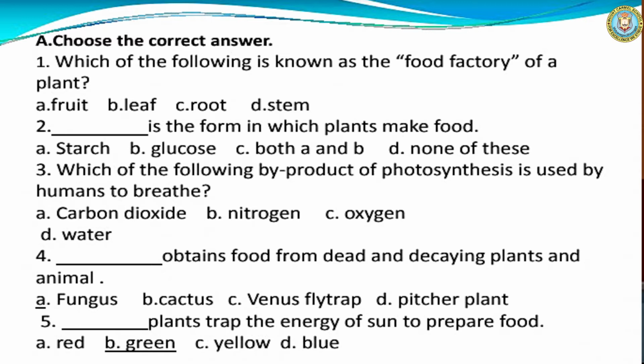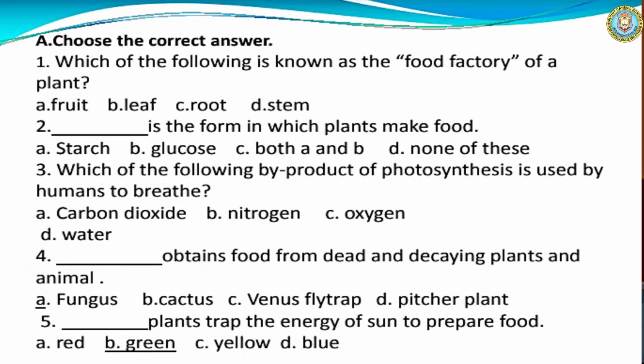First one is, which of the following is known as the food factory of a plant? ಯಾರಿಗೆ ಹೇಳ್ತೀವಿ ಫುಡ್ ಫ್ಯಾಕ್ಟರಿ ಅಂತ? ಪ್ಲಾಂಟ್ ಅಲ್ಲಿ ಫ್ರೂಟ್ ಇದೆ, ಲೀಫ್ ಇದೆ, ರೂಟ್ ಇದೆ, ಸ್ಟೆಮ್ ಇದೆ. ಅದರಲ್ಲಿ ಯಾವುದು ಕರೆಕ್ಟ್ ಆನ್ಸರ್ ಇದೆ? ಎಸ್, ಅದೇ ಎಲ್ಲ ಕರೆಕ್ಟ್ ಆನ್ಸರ್ ನೀವು ಮನಸ್ಸಲ್ಲಿ ಇಡಬೇಕು. ಓಕೆ. I will show another image having answers, and in that you have to correct your answers.